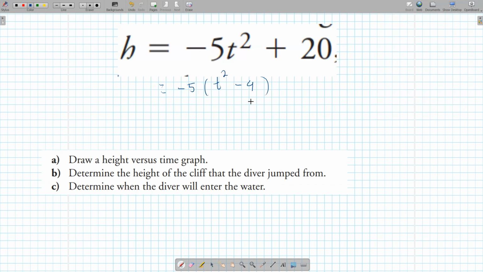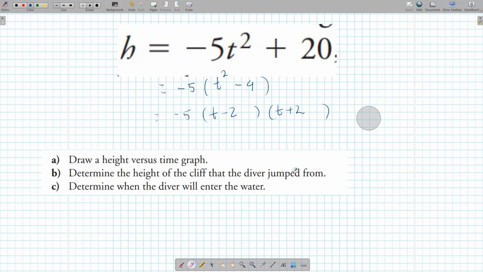How do we factor that? So again, that's a difference. It's in this form. How can we factor out that bracket? It's going to turn into 2 different brackets. So using t minus 2 and then t plus 2. That's exactly what it is. Now we've factored this.